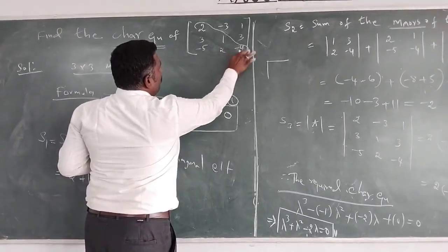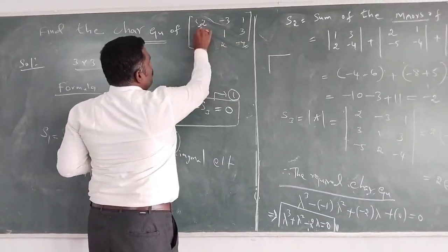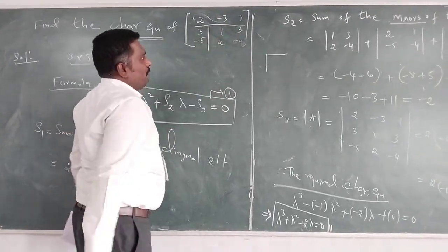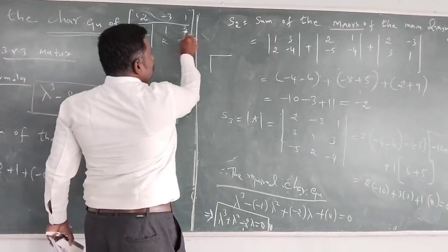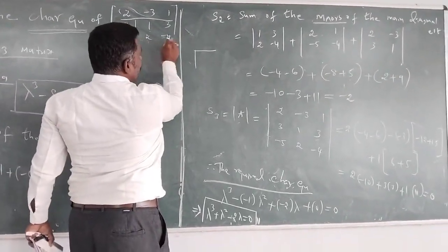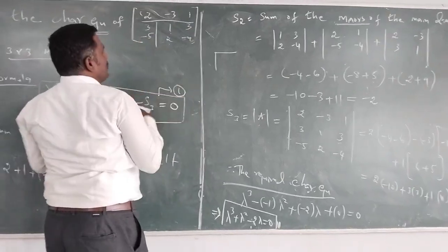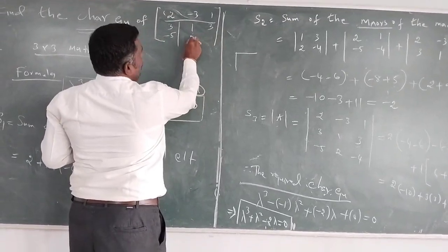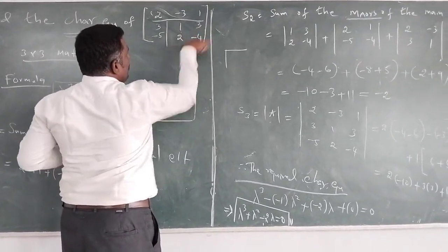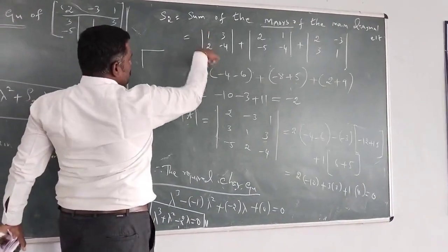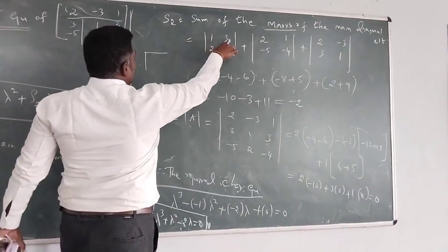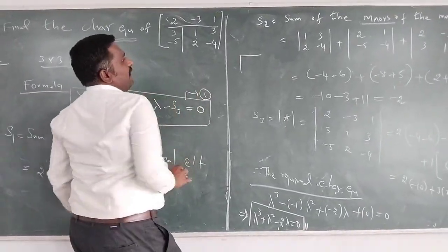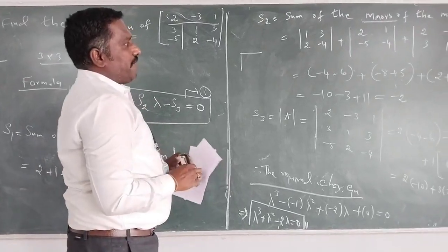First we delete the first row and first column. What is remaining? 1, 3, minus 2, minus 4. It is a 2 by 2 matrix. The determinant of 1, 3, 2, minus 4 is the first main diagonal minor.